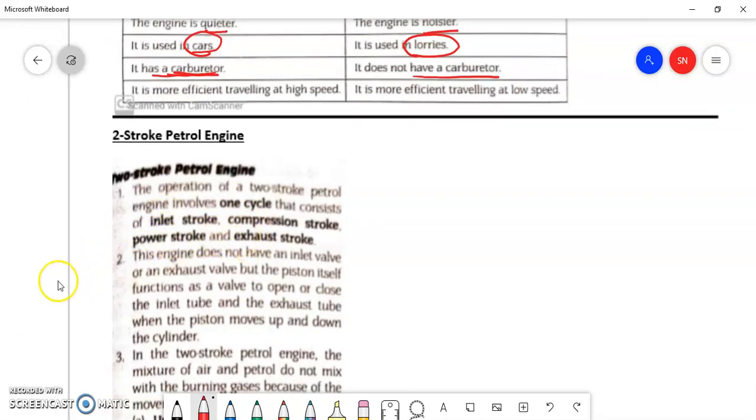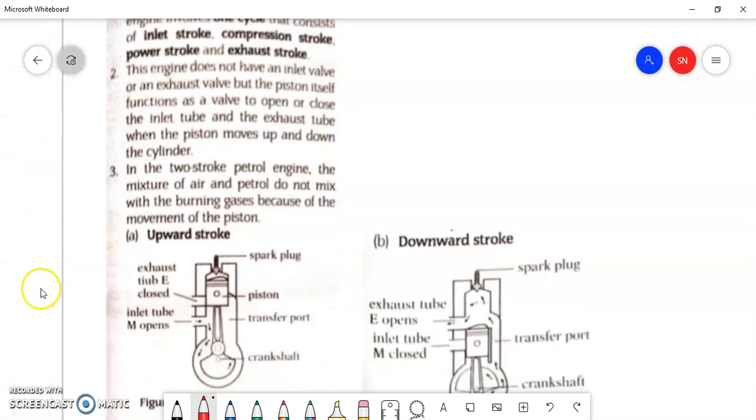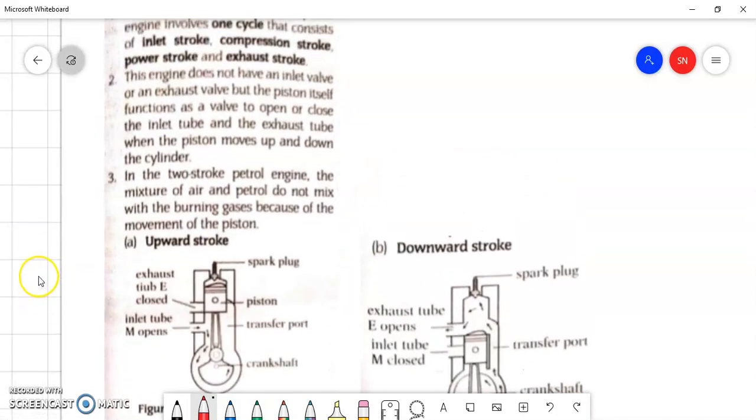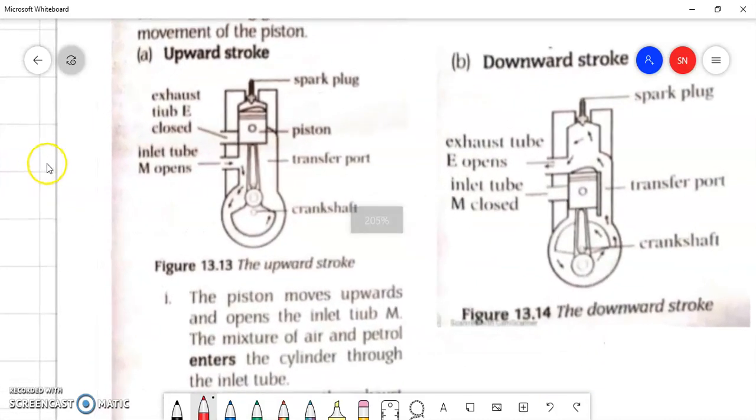This engine does not have an inlet valve or exhaust valve, but the piston itself functions as a valve to open and close. I will explain what that means. You can read this part on your own. First, we look at the two strokes. There is only an upward stroke and a downward stroke for the 2-stroke petrol engine.